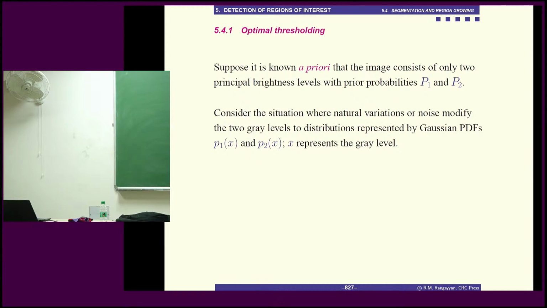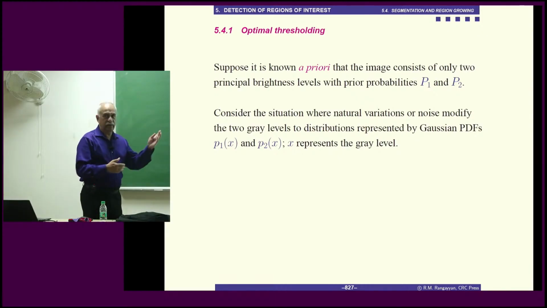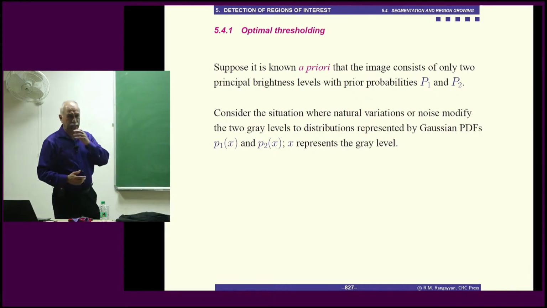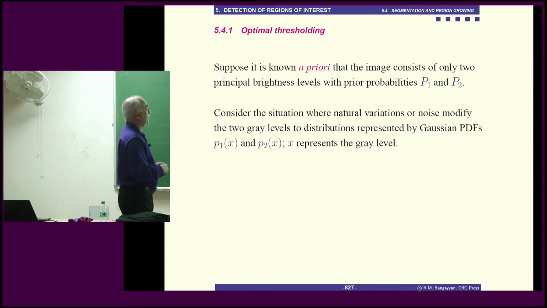You want to optimize that. There is an error there. There will be misclassification. So depending upon your optimization criteria, you will get different thresholds. There are many such thresholding algorithms.